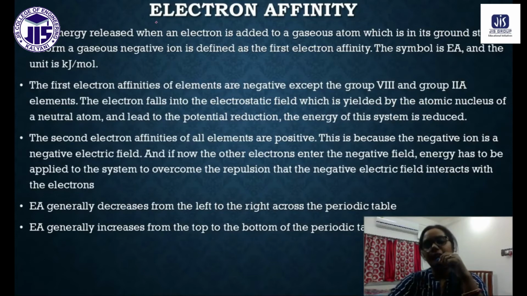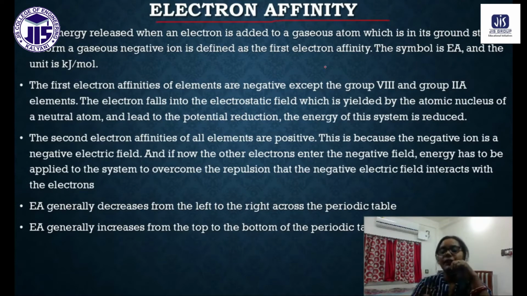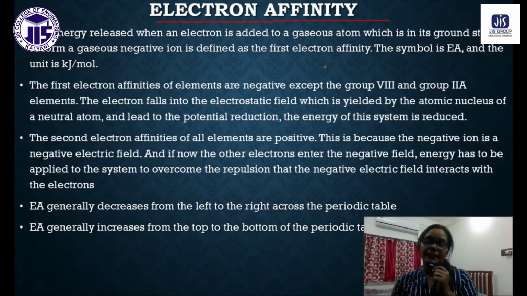Now electron affinity. We have also discussed electron affinity. What is this? Electron affinity is generally the energy released when we add an electron to the outermost orbital of a gaseous neutral atom. So this is just the opposite of ionization energy.